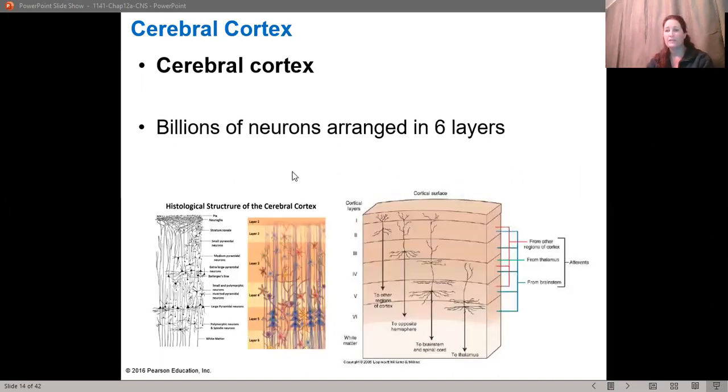We have billions of neurons. They are arranged in 6 layers. You do not need to know which neuron types are within each, just to know that there are different layers, different levels, and different types of neurons found in the cerebral cortex.